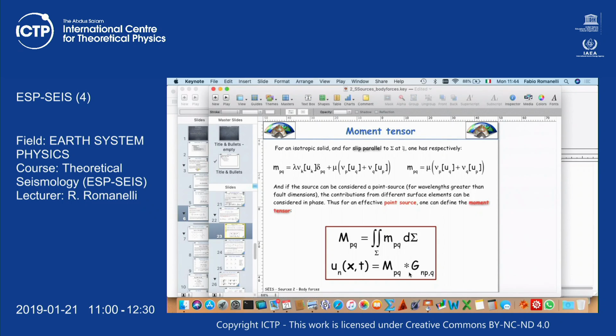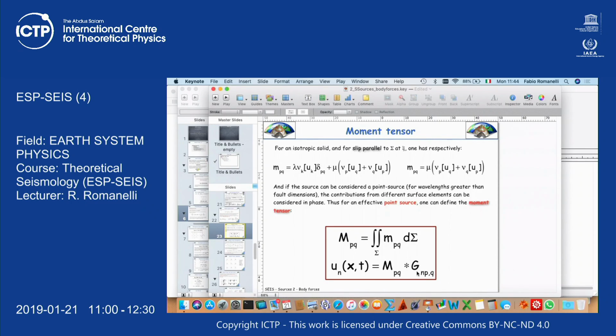And what we have learned, at the end of the story, is that M_PQ is a tensor, symmetric, with 6 components, actually 3, since the sum is 0, the eigenvalues, and so on, and we're left with this. The source and the medium. Now, it's time to look for G.